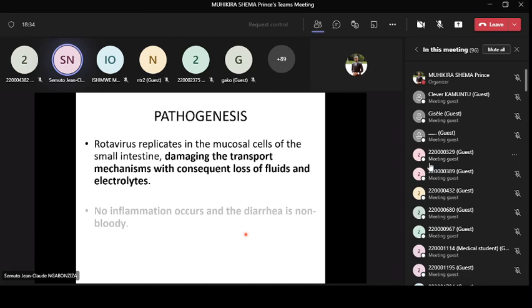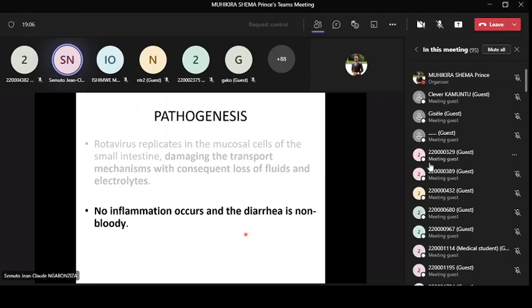As pathogenesis, rotaviruses replicate in the mucosal cells of the small intestine, damaging the transport mechanism, with the consequence of loss of fluid and electrolytes. It doesn't really do anything else apart from destroying the cells in the mucosa. Then the transport mechanism of fluids and electrolytes is damaged. It doesn't cause inflammation. There is no immune response there, and the diarrhea is non-bloody, so it is watery diarrhea.